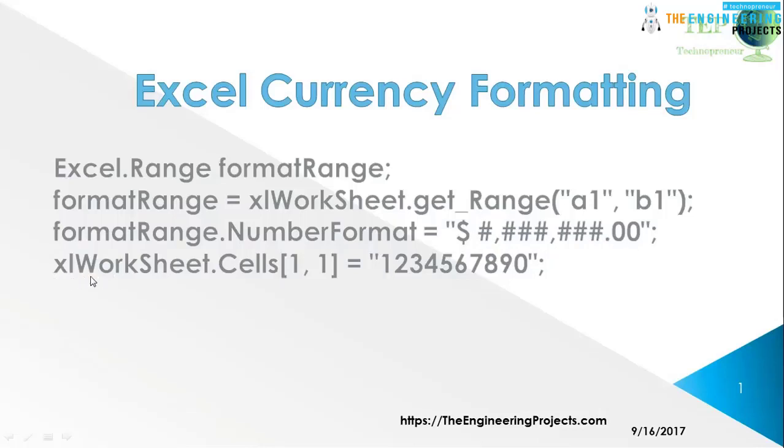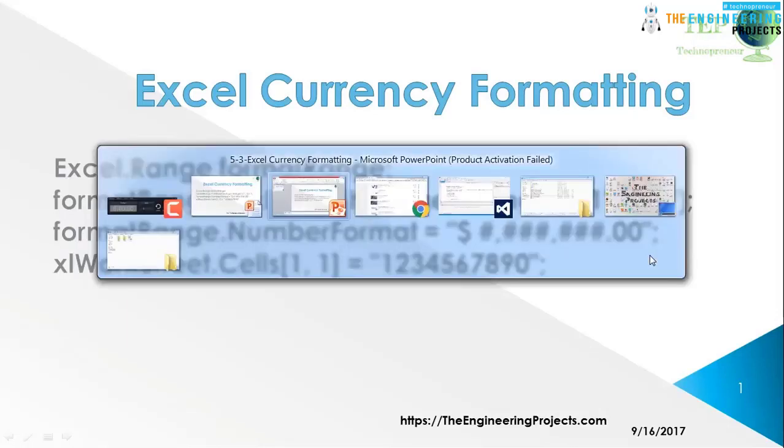And with this line of code we will insert the value: Excel worksheet dot cell column 1 row 1 is equal to 1 2 3 4 5 6 7 8 9 0. Now this is changed as $1 comma 2 3 4 comma 5 6 7 dot 00. Okay, let's see the code.